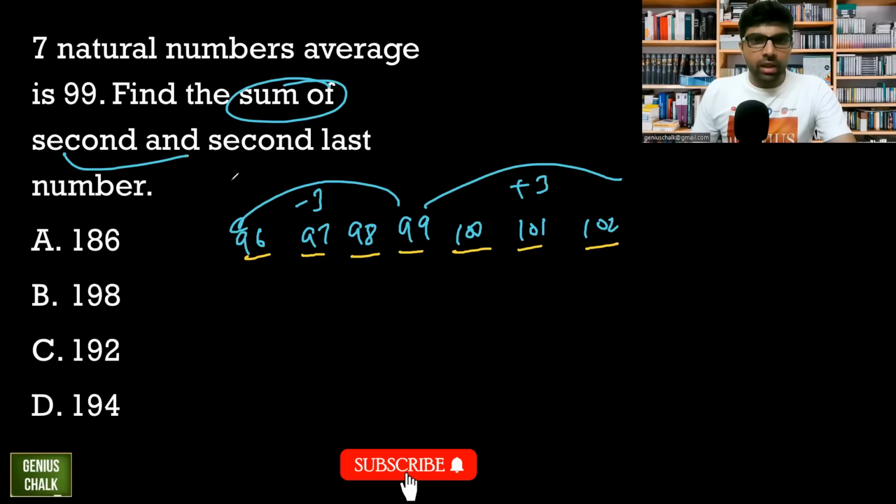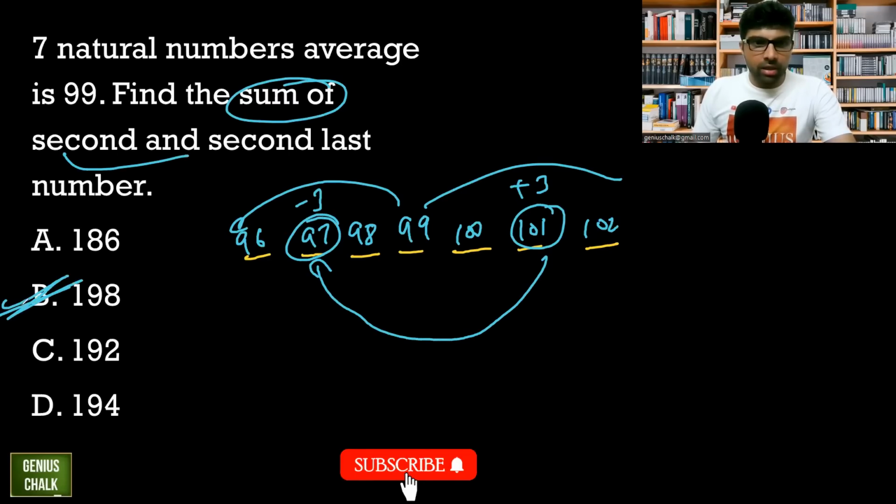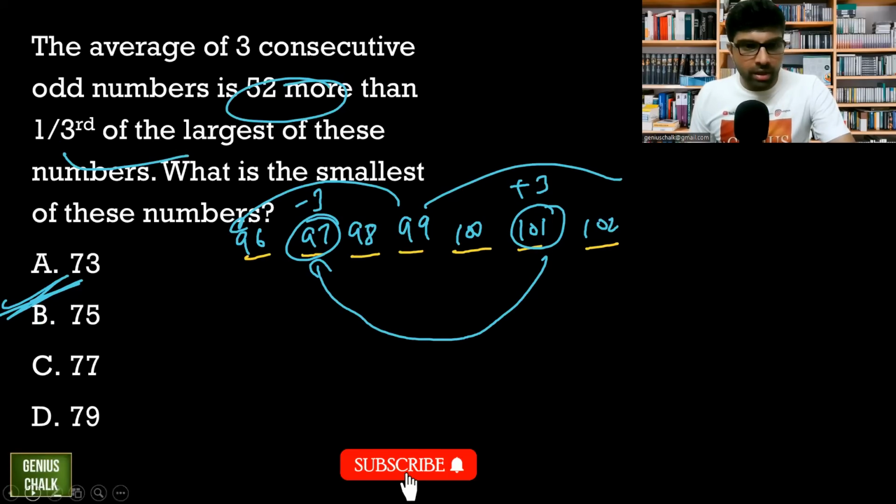Sum of second and second last. You know that second and second last. What is the sum? So 101 plus 97, that is 198. So sometimes sum is also asked, so get ready for that as well.